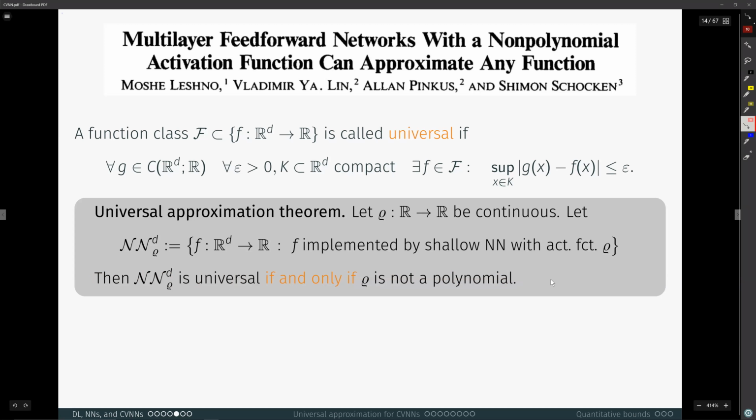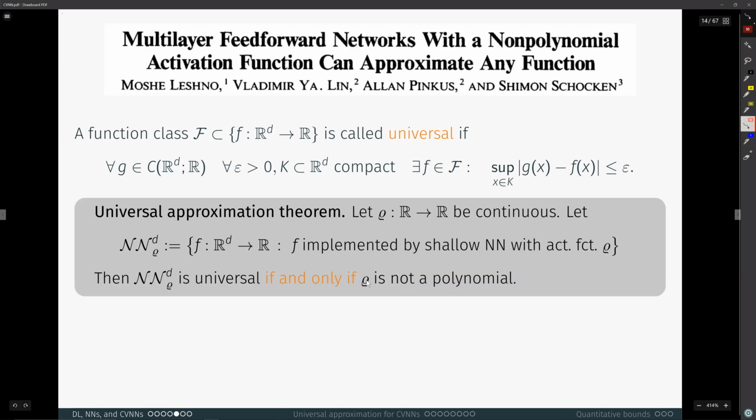And this has two directions, right? It's if and only if. And one of the two directions is rather elementary. If your activation function is a polynomial, how does a shallow network look? It's just a sum basically of dilations and shifts of the activation function. If you dilate and shift a polynomial, it's again a polynomial of the same degree. And if you take a sum of such polynomials, it's again a polynomial of the same degree.